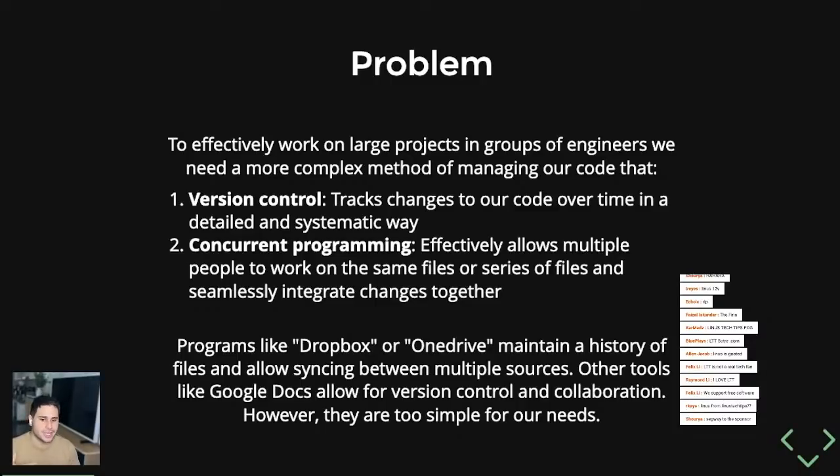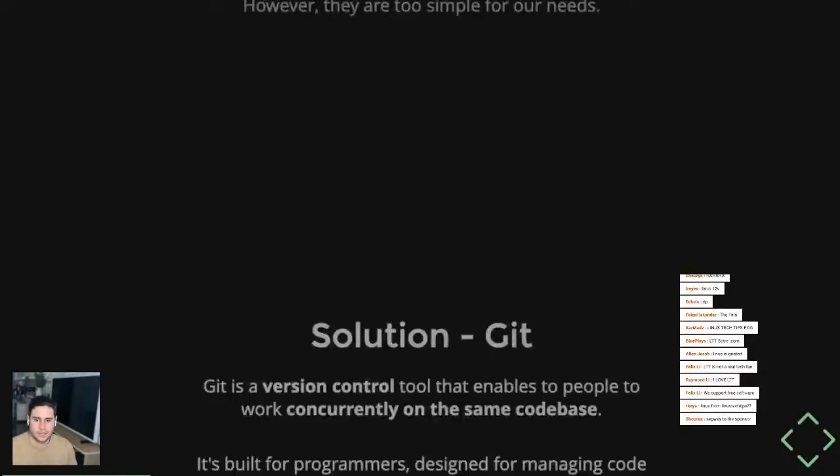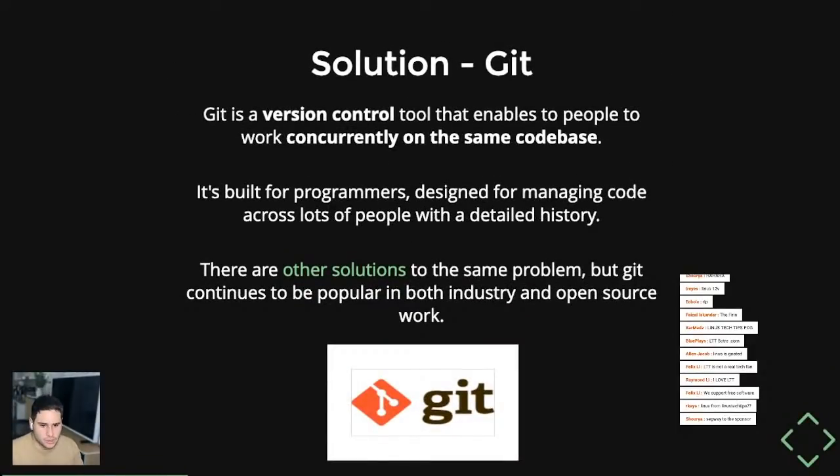So if you think of something like Dropbox or OneDrive that you've used, they maintain a history of files and allow syncing between multiple sources. But they don't really work as well for complex line-by-line code file collaboration like Git does. So Git is a version control tool that allows people to work concurrently on the same code base. It's built for programmers, although different projects and solutions can use it, not just code.